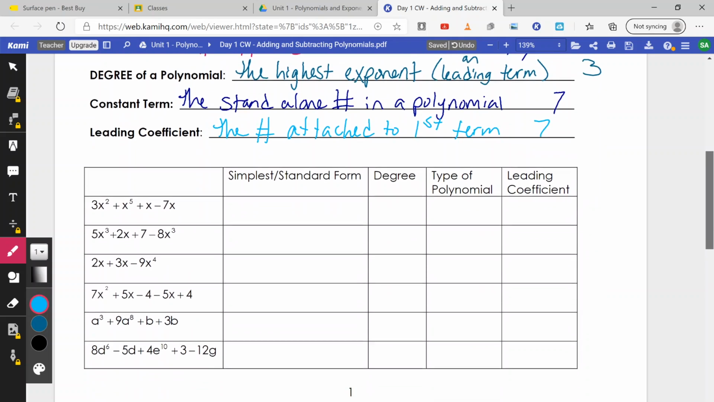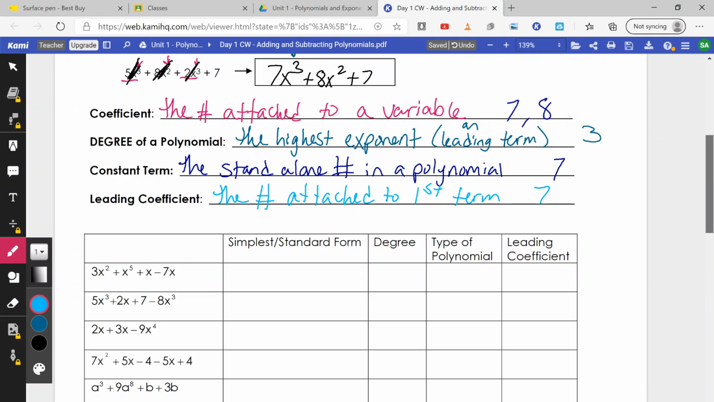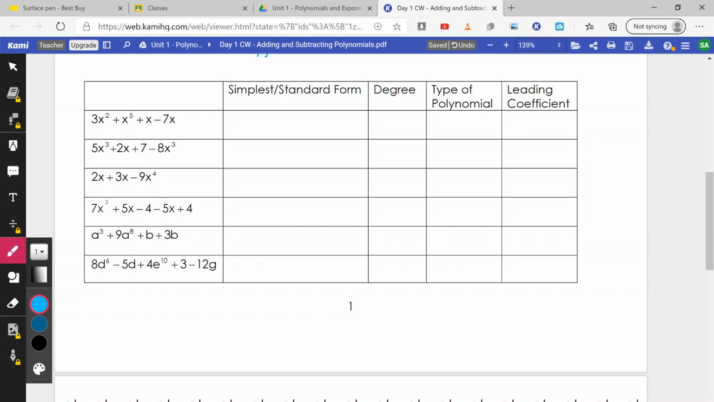And on this box, we have 6 different examples. I'm not going to do all of them. I'm just going to do a few of them. And we'll go through, put them in simple standard form, state the degree, what kind of polynomial, and what is the leading coefficient. So 3x squared, we'll do this first one here, 3x squared plus x to the 5th plus x minus 7x.